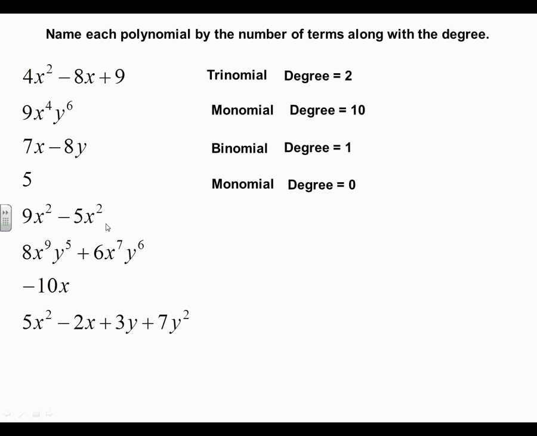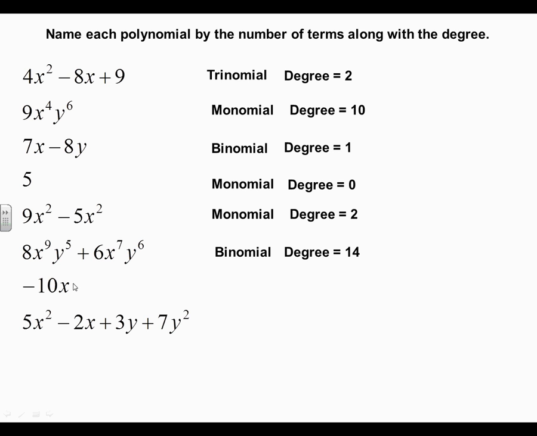This next question is kind of tricky. Because they both have x to the power of 2, they are like terms, so you would have to combine them first. So 9x squared minus 5x squared is 4x squared, and that makes it a monomial, and because it has a power of 2, that gives it a degree of 2. The next one is two terms that are completely different. That makes it a binomial, and now we have to look at each term separately and pick the one that's the biggest. So 9 plus 5 is 14. 6 plus 7 is 13. 14 is bigger, therefore its degree is 14.